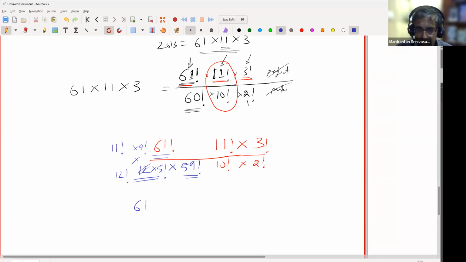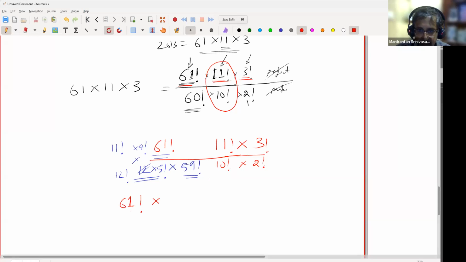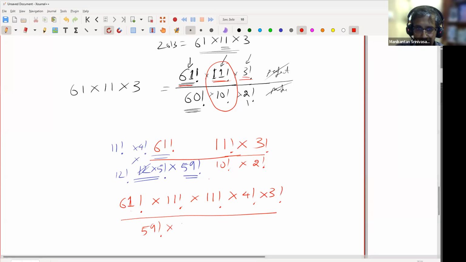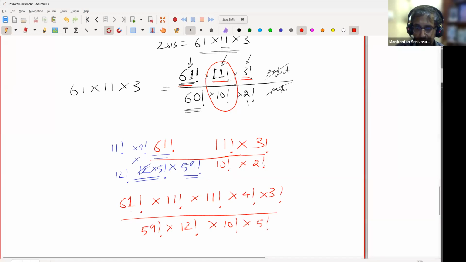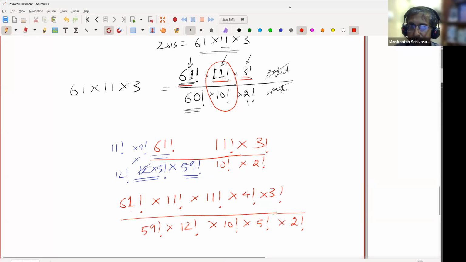So my numerator is going to be like this: 61 factorial times 11 factorial times another 11 factorial times 4 factorial times 3 factorial. Upon my denominator is 59 factorial times 12 factorial times 10 factorial times 5 factorial times 2 factorial. Okay, I've literally written it down. Now let's see how things combine.